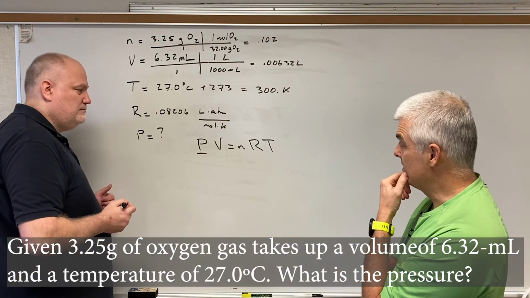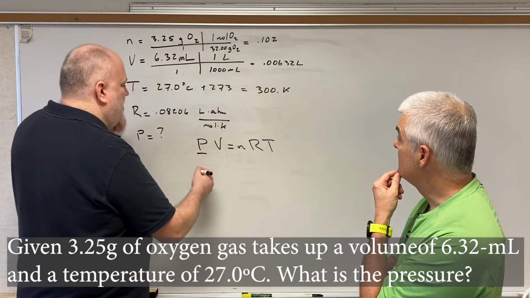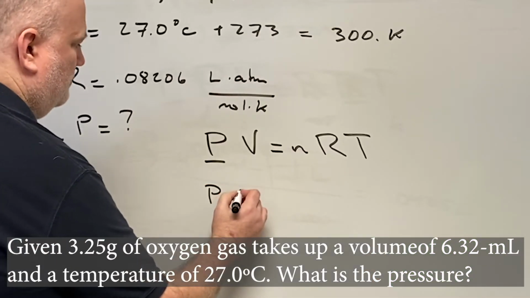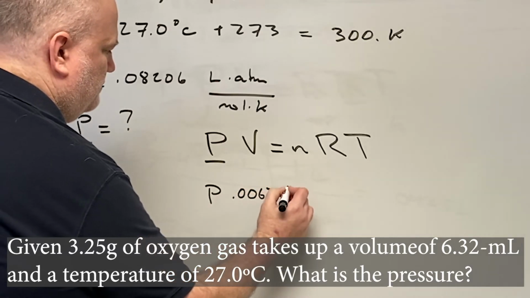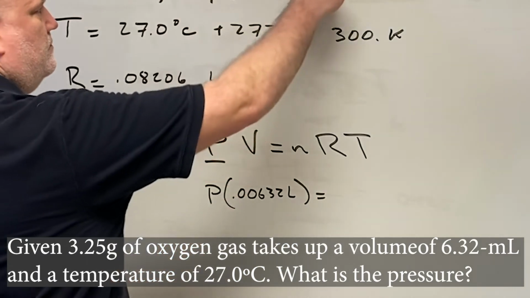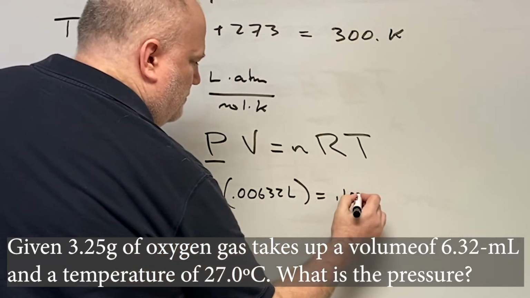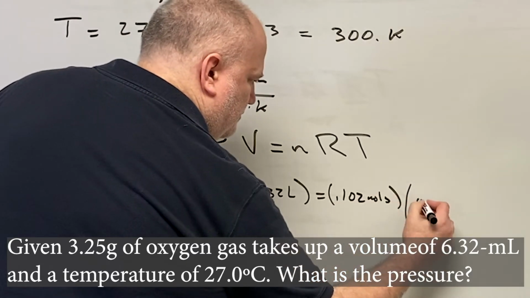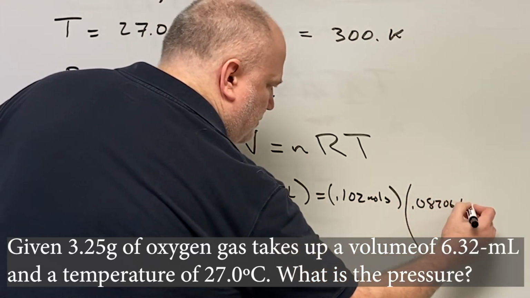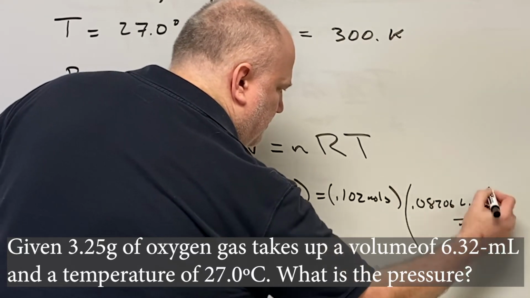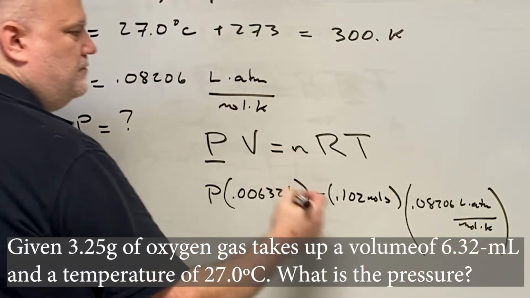Yeah, so P times, what's our V? Our V right now is 0.00632, right? So P times 0.00632 equals the moles. The moles was 0.102, right? We're plugging in our numbers. Times R, which is the constant, it doesn't change, the 0.08206 number. You can also round it 0.0821, usually is just fine. And then the temperature was 300 Kelvin.